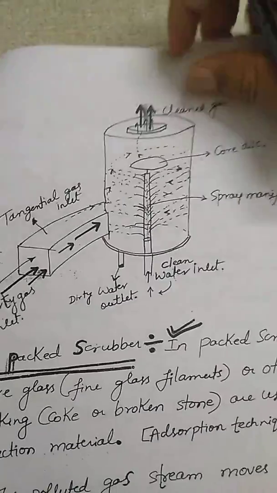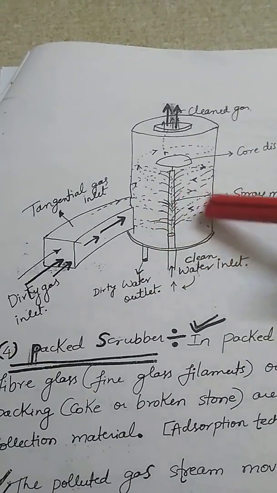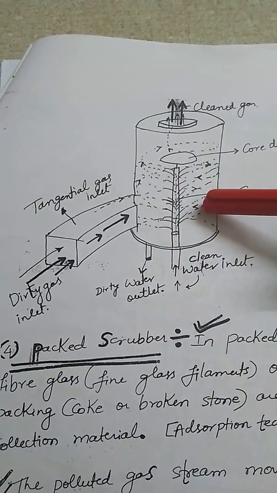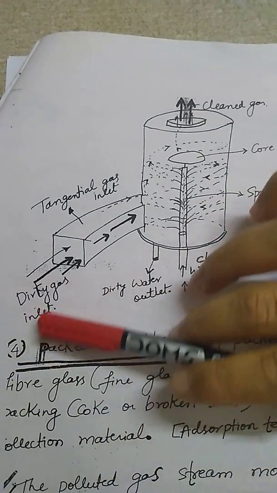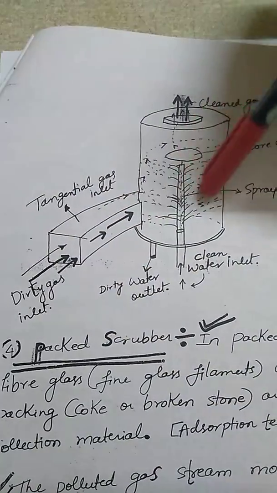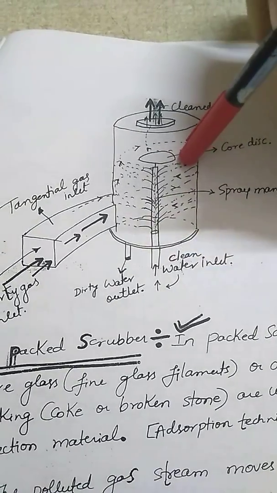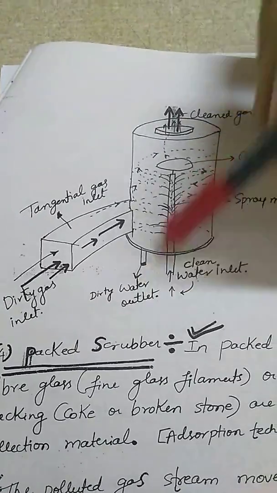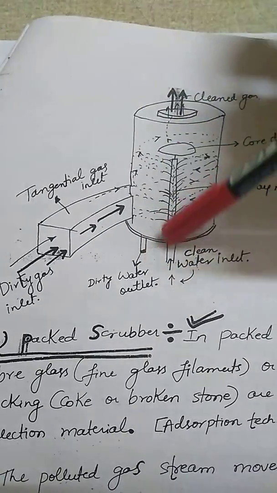Next is your cyclone scrubber. For the cyclone scrubber, we are going to allow the gas in a cyclonic motion, as we have seen in the cyclone separator. Here also we are going to enter the gas with a very high velocity into this particular cyclone scrubber, and here the water will be sprayed down. Clean water will be coming out from here.